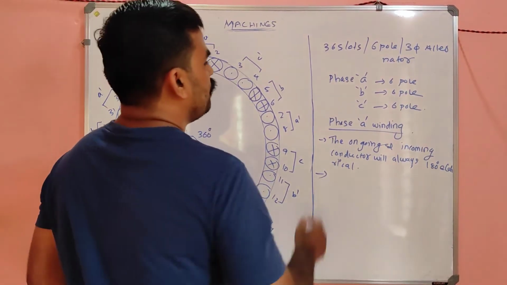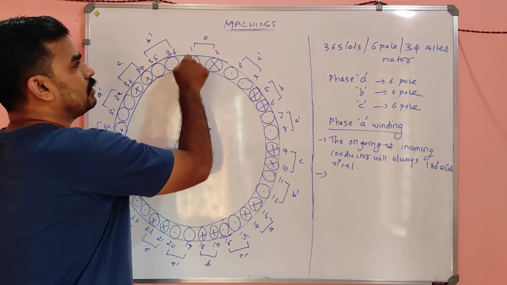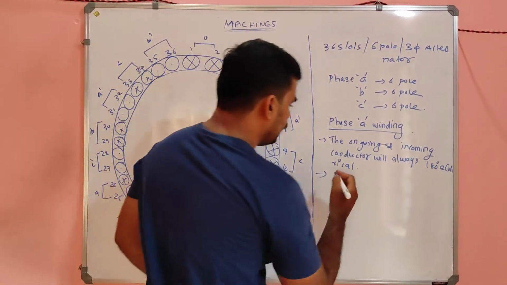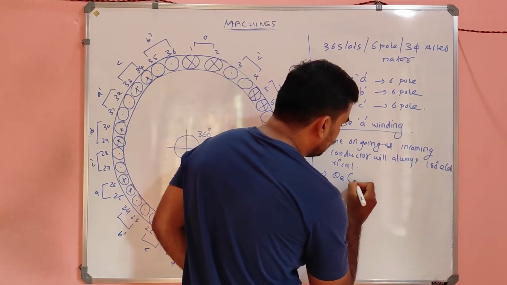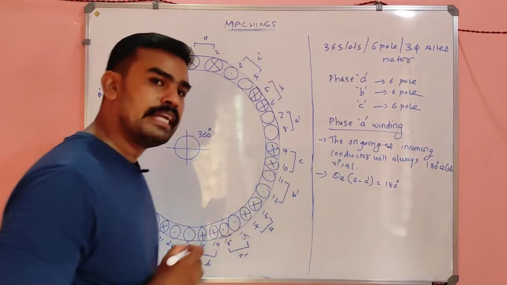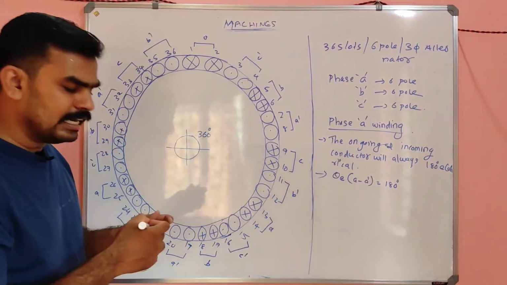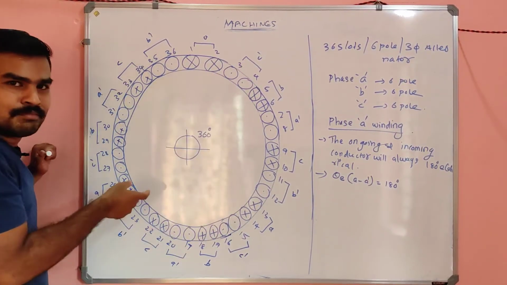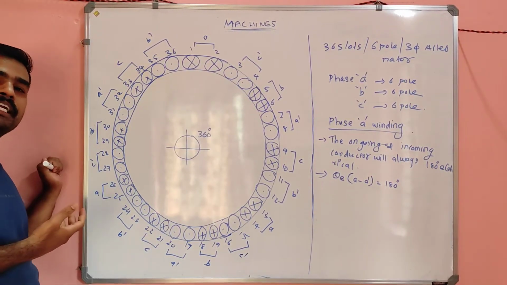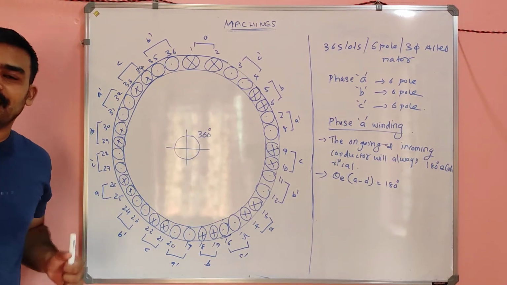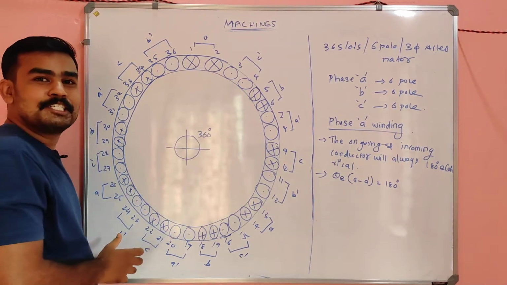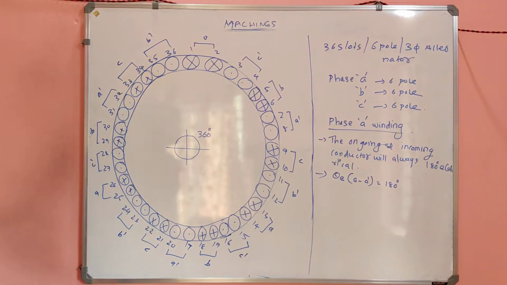Okay, so phase A winding I inserted in slot number 1. So I can write theta electrical between A to A dash equal to what? 180 degree. Is it easily measurable by looking into the diagram? No. We can't measure electrical degrees directly by looking into the diagram, because I already told you. Only mechanical degree we can measure directly and trace on the machine.